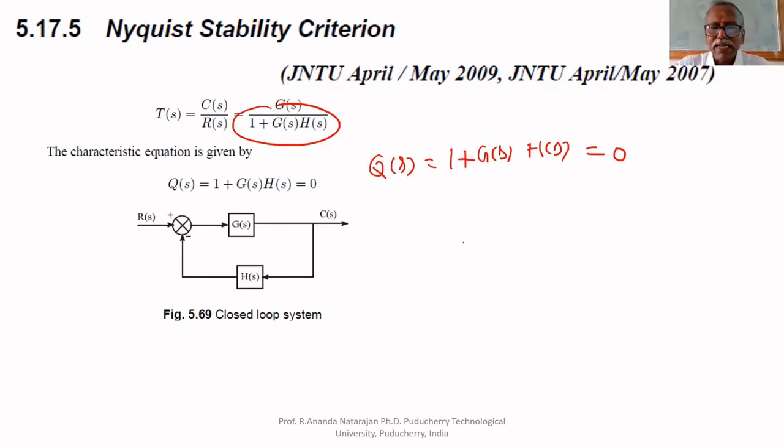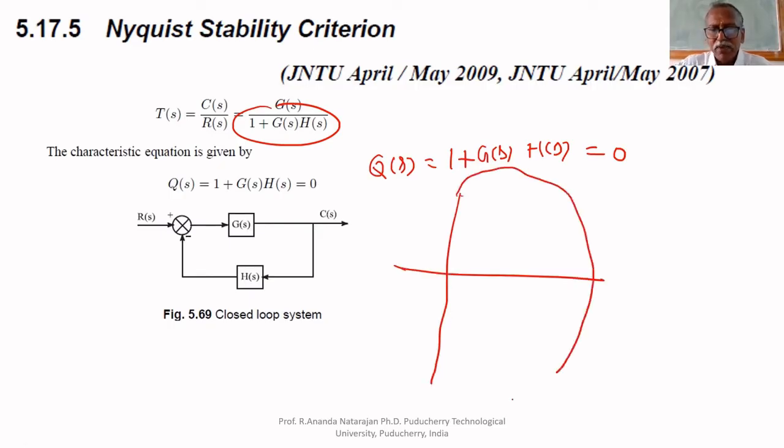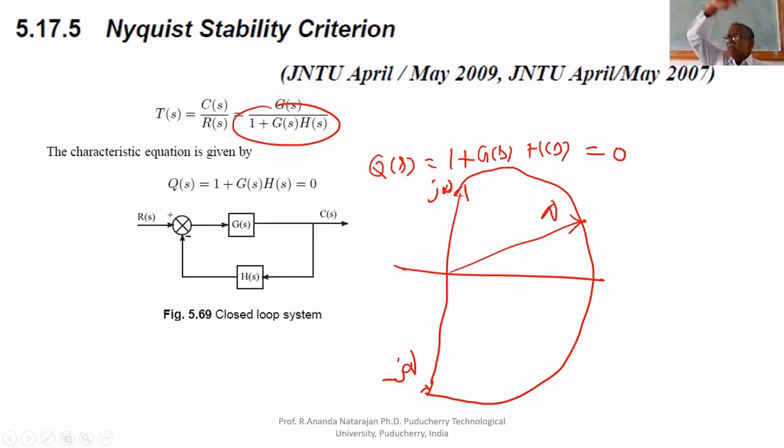Suppose I am selecting a contour in such a way that the entire right hand side plane is taken. It means I am taking up to j infinity here, and up to minus j infinity here, with a circle of radius infinity. It means the entire right hand side plane is taken as the contour.